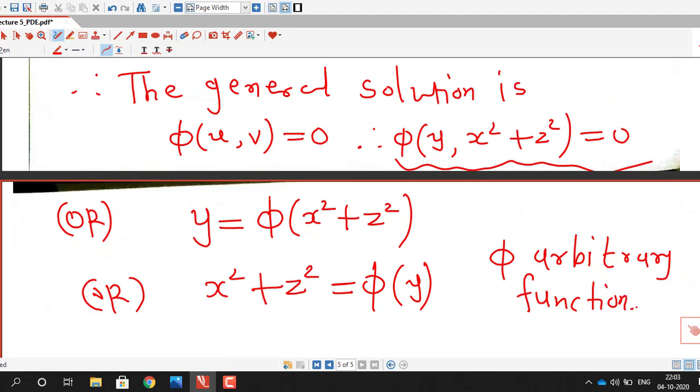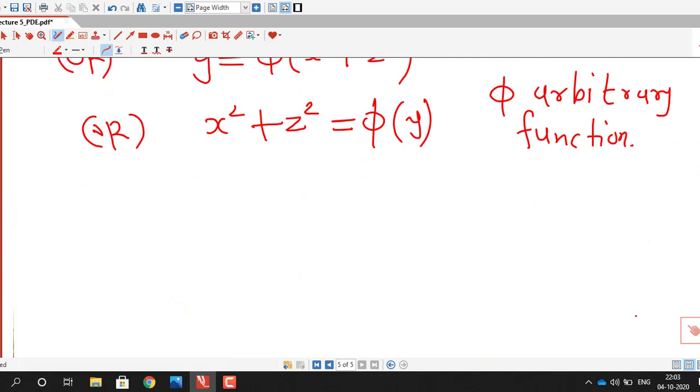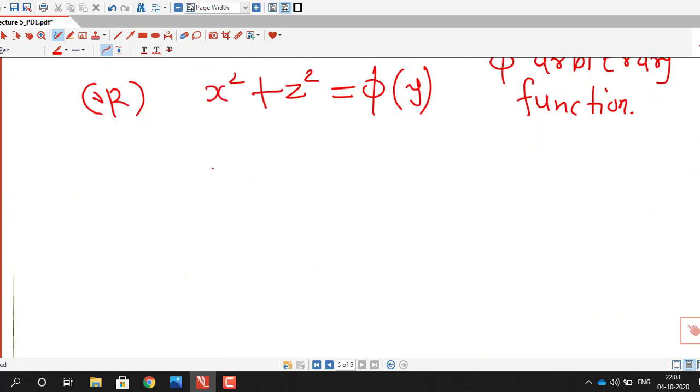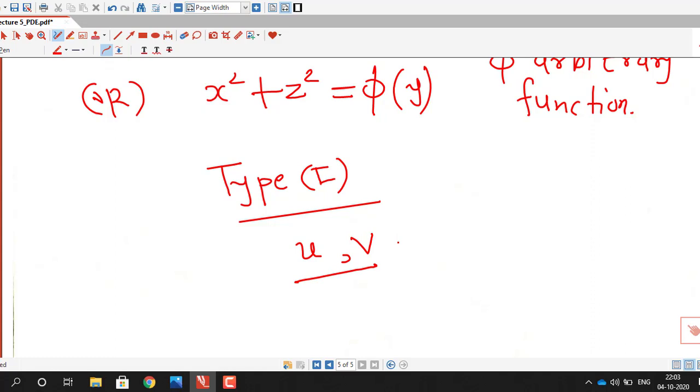So this is type 1, in which we are able to compare the fractions and we are able to find out functions u and v by directly comparing the fractions in Lagrange auxiliary equations. So in next lecture we will discuss second type of solving Lagrange auxiliary equations.